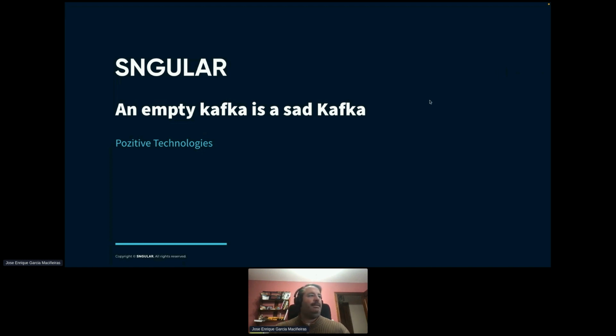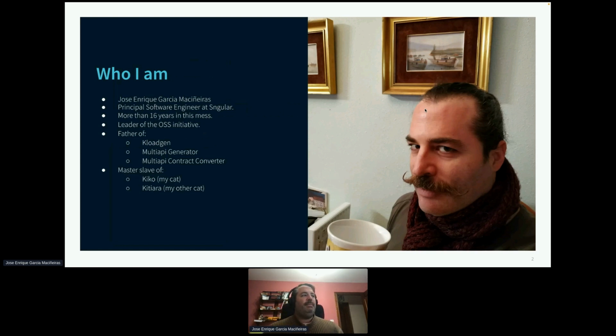I am Jose Enrique, Principal Software Engineer at Coordinated by Singular. I've been working in this world about 16 years, more or less, and I'm the leader of the open source initiative here at Coordinated by Singular. Our most important open source products are the CalGene plugin, which I will talk about today, and several code generators based on APIs, AsyncAPI and OpenAPI.